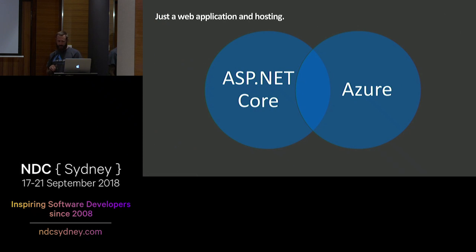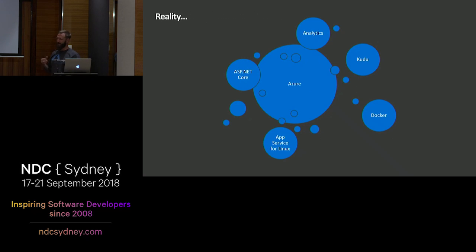So let's talk about ASP.NET Core on Azure. When you're thinking about this, it's really just a web application and hosting, right? We're just putting a web app on Azure. I hear somebody snicker because that's what I thought too. When you really think about it, ASP.NET on Azure is more like this. It's a web app, and it's where to put it and how to put it.